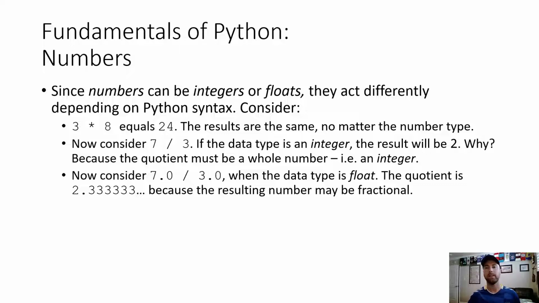Why is that? Well, because the output, or the quotient in this case, has to be a whole number or an integer. So in order to actually get the precise number, the value needs to be a float, meaning it has a decimal place. And that can be anywhere from 0 decimal places out to some very high number of decimal places, a high precision. So consider the difference between 7 divided by 3 as an integer versus 7.0 divided by 3.0. When it's considered a float data type, the quotient is going to be 2.333333 because the resulting numbers can be fractional. So just keep that in mind when you're considering data types. Consider what output you are looking for.